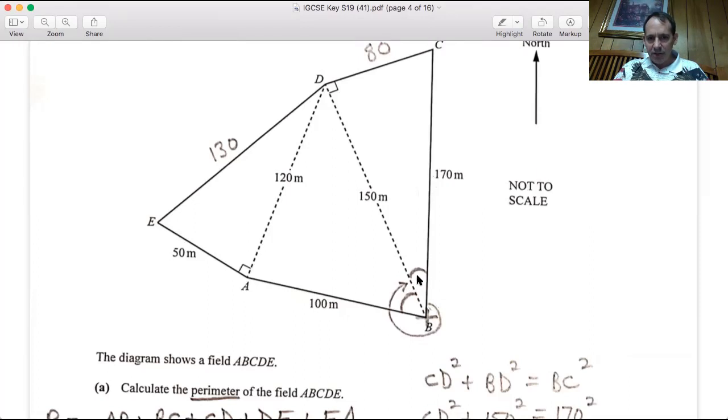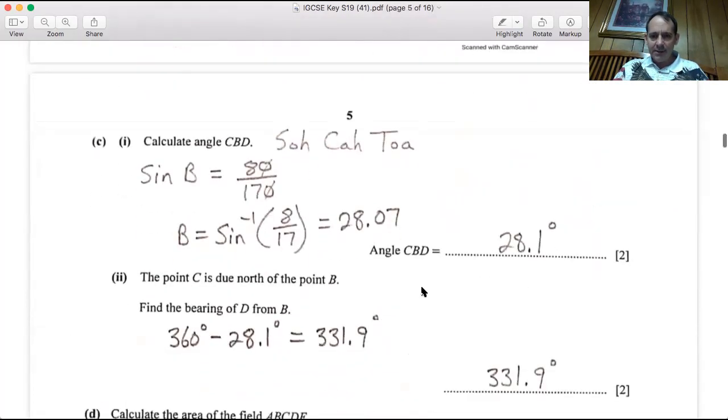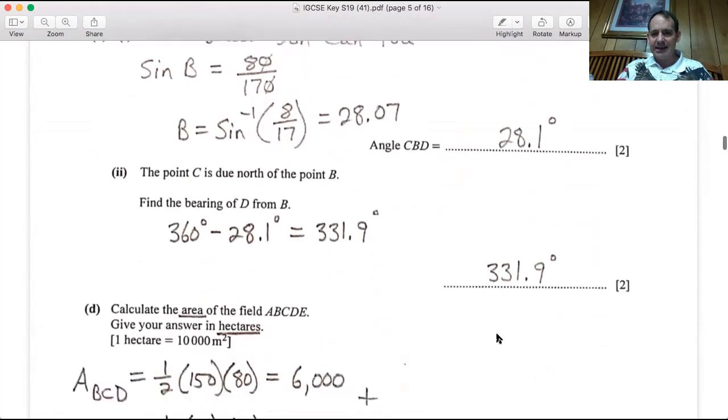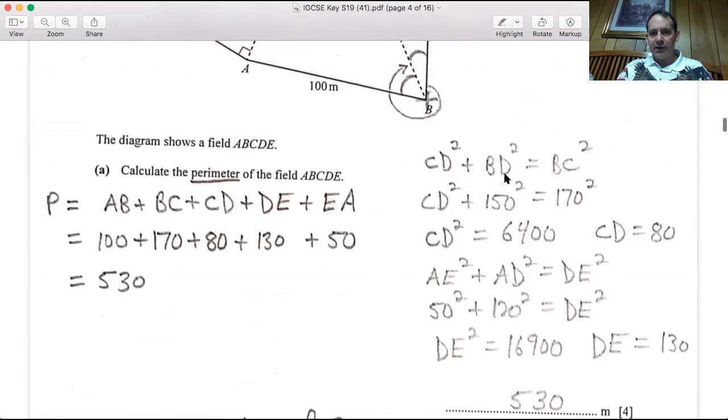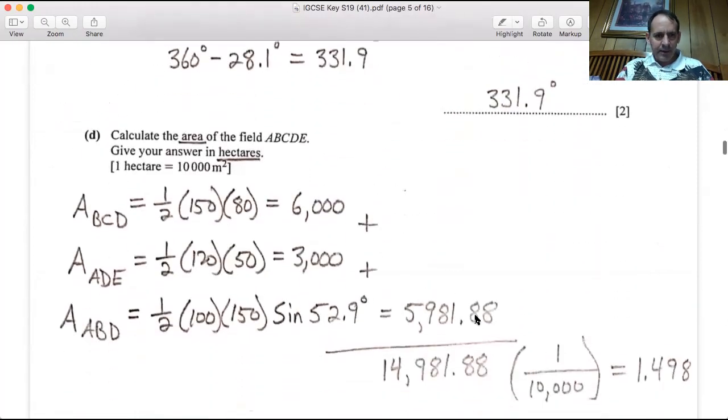Now we just solved for this angle right here. This angle right here was 28.1, and the full circle is 360. So 360 minus the 28.1 is 331.9 degrees, which is how far it is from here all the way over to there. So that's how you do bearings.